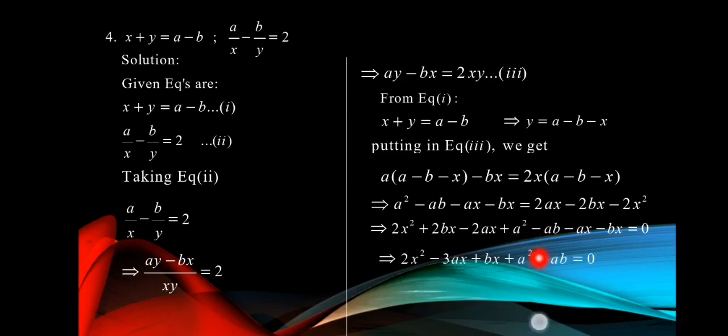Now since minus 2ax and minus ax are like terms, we can add them to find out the single answer, that is minus 3ax. Now x is common out of these two terms, so we have taken out the common factor, that is x, and the negative sign. So we have 2x square minus (3a minus b) into x plus a square minus ab is equal to 0.